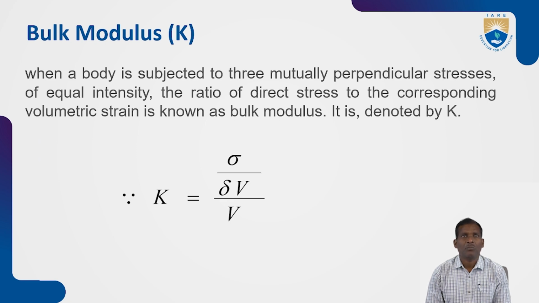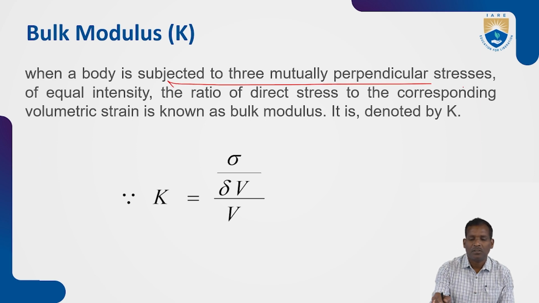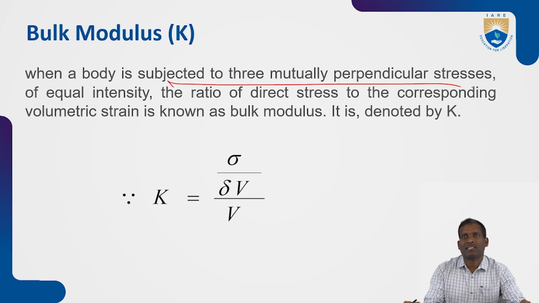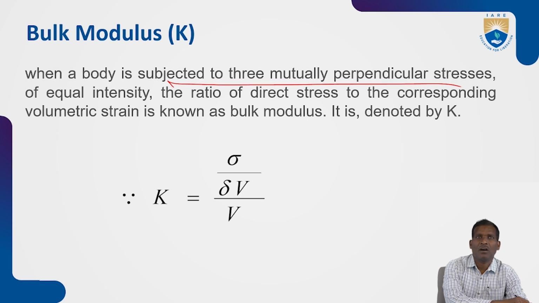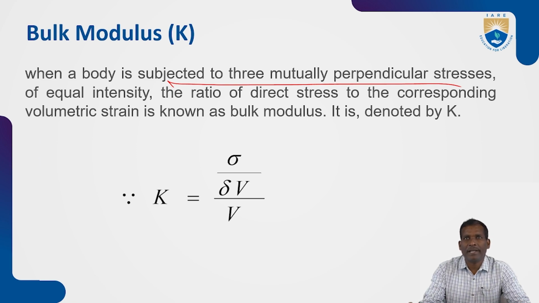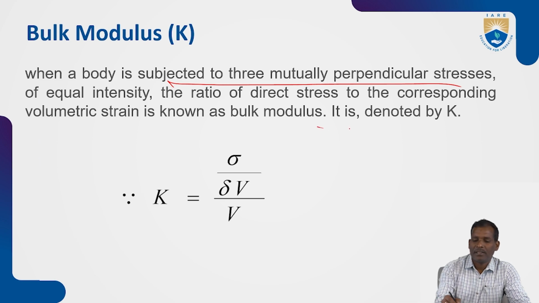Next one, bulk modulus. When a body is subjected to 3 mutually perpendicular stresses of equal intensity, the ratio of direct stress to the corresponding volumetric strain is known as bulk modulus. It is denoted by K.